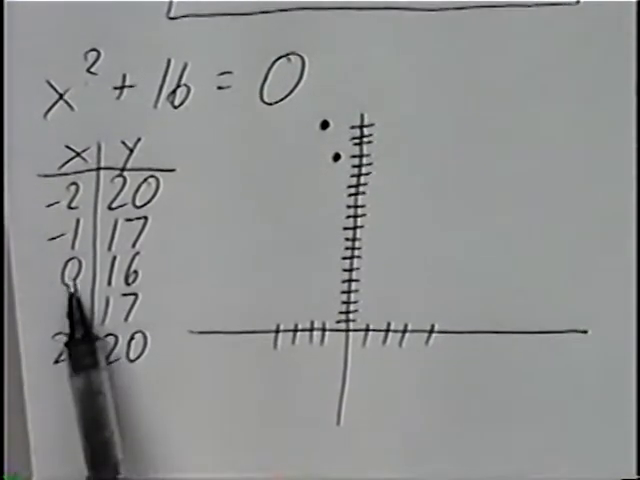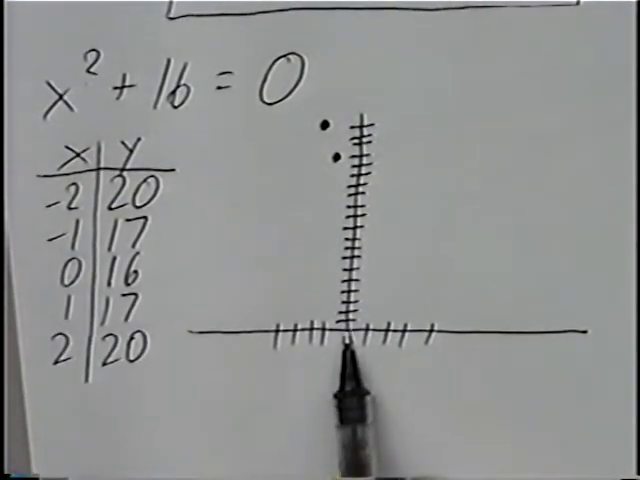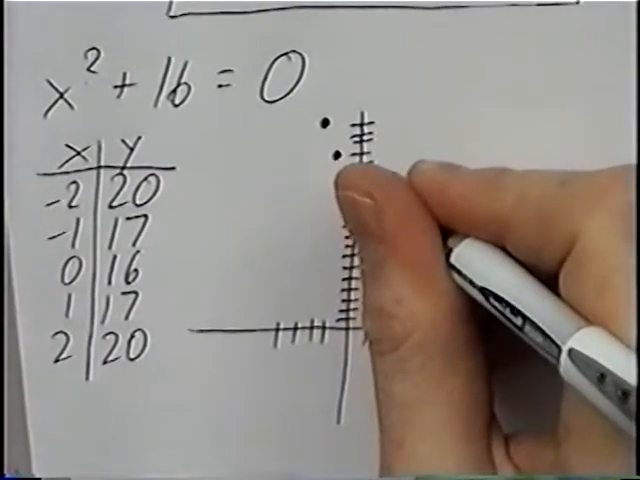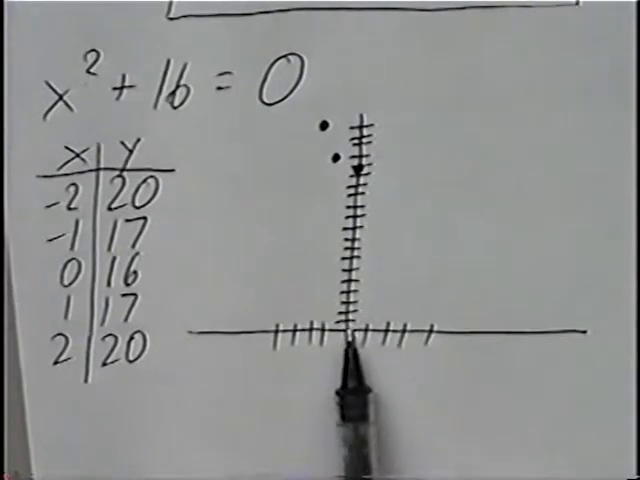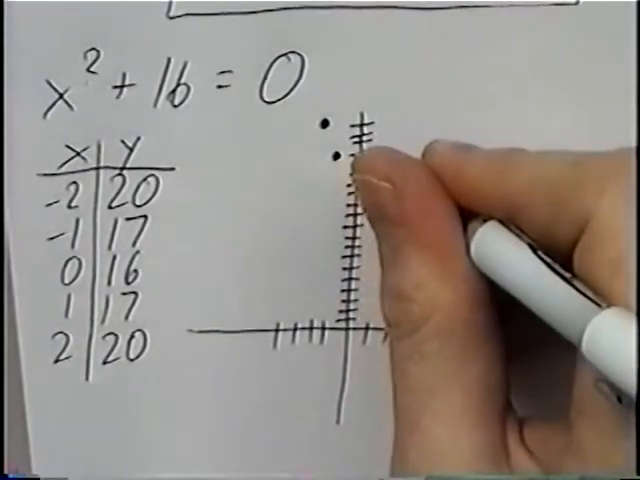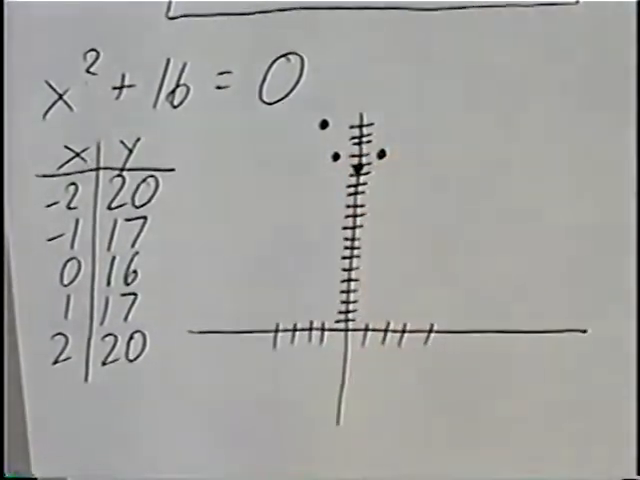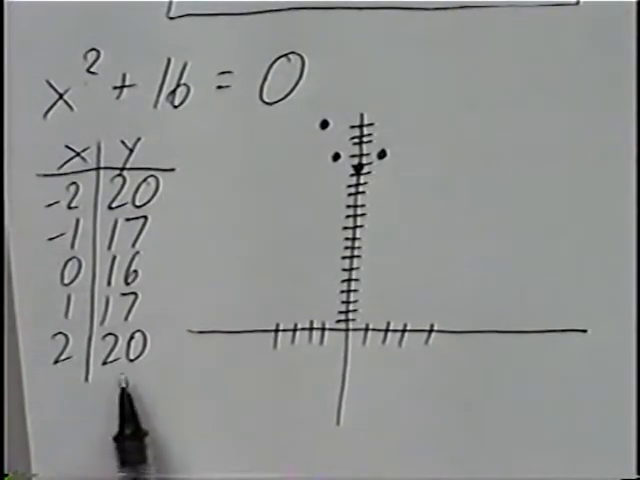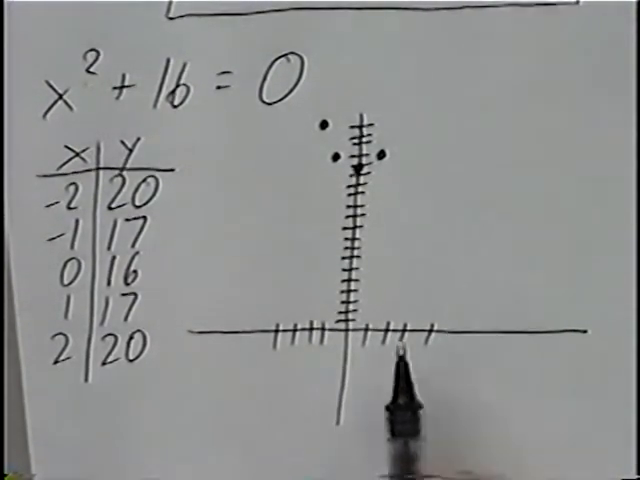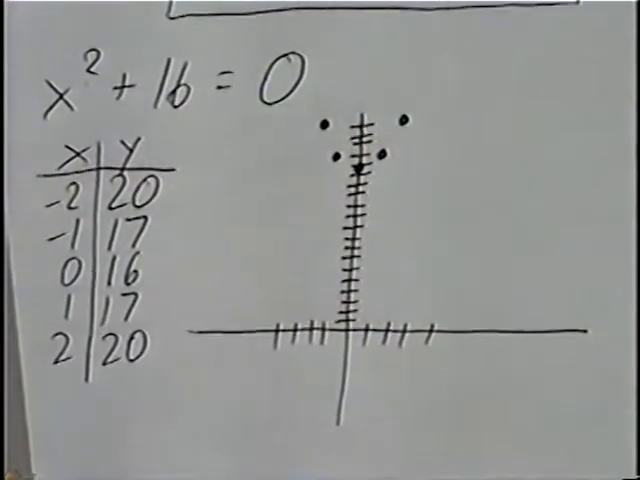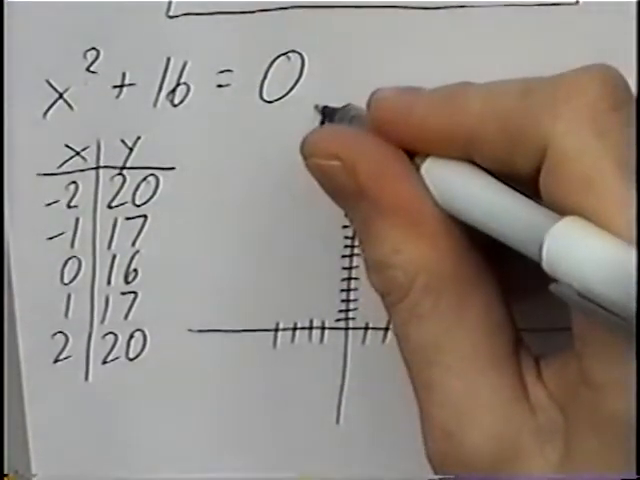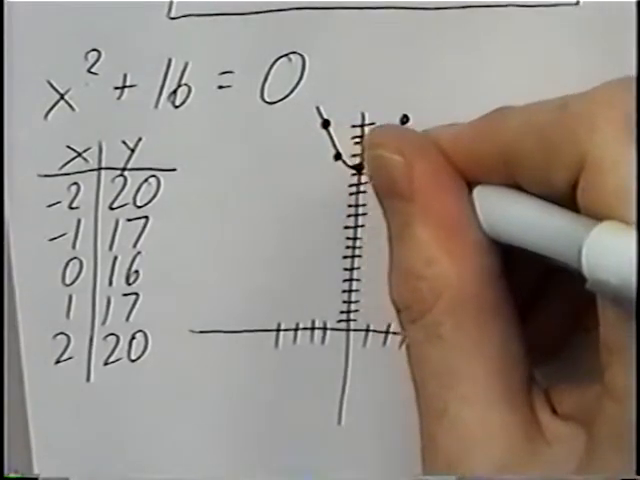0, 16. 0 again would be in the middle and 16 spots up. 1, 17 would be 1 spot to the right and 17 spots up. And 2, 20, 2 spots to the right and 20 spots up. Again, the parabola shape, we can connect the dots to make the U or parabola.